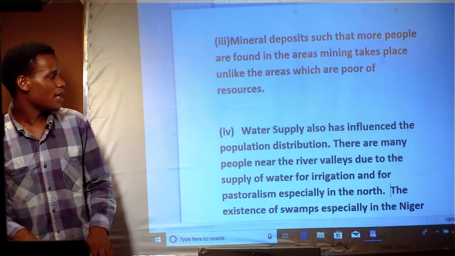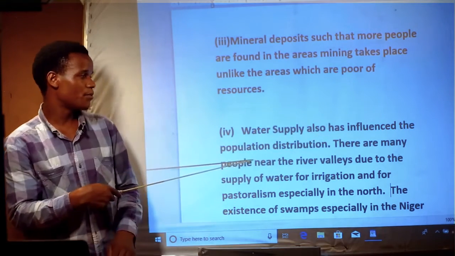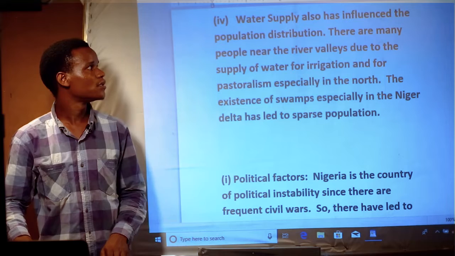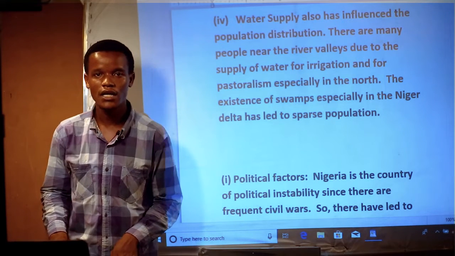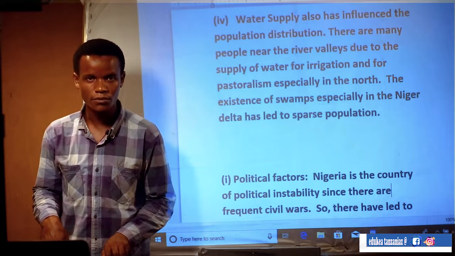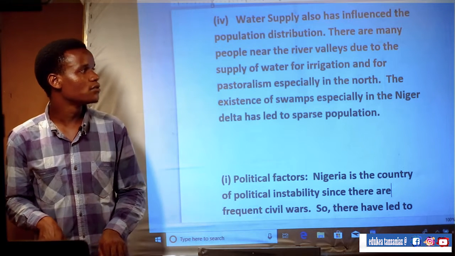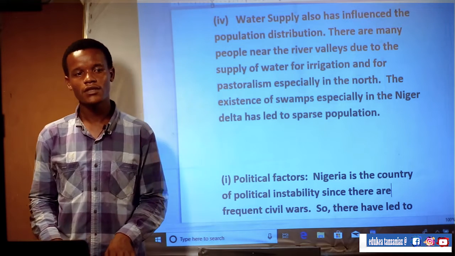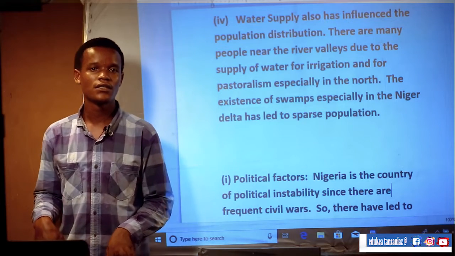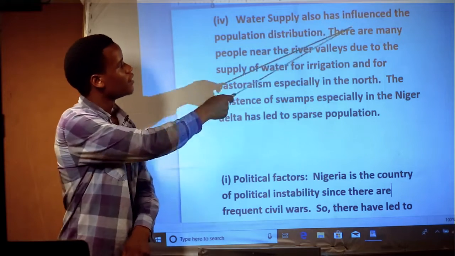Another point is water supply, which also has influenced the population distribution. As we know, water is among the key essential things in our society. Without water, I think life will not be good at all, because water is used in different areas. For example, water can be used in industry, and also in domestic activities, etc. So let us look at Nigeria. Water supply has also influenced the population distribution.